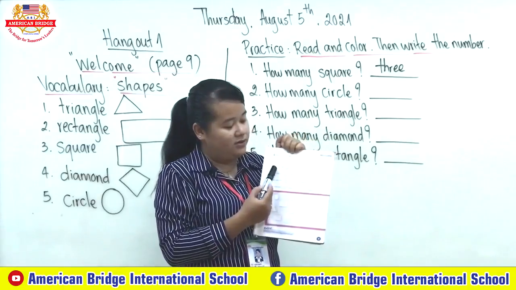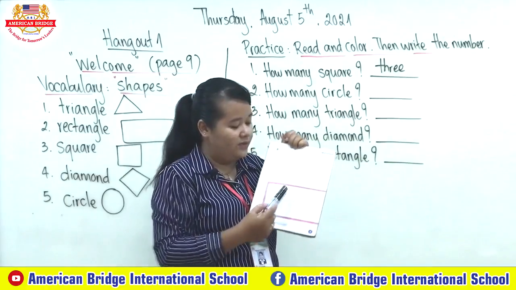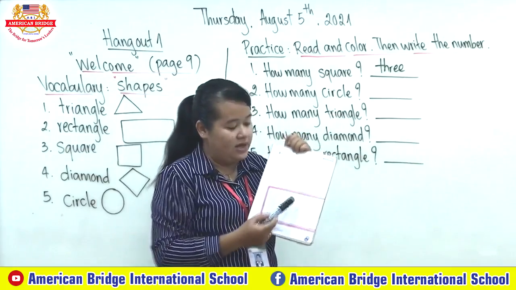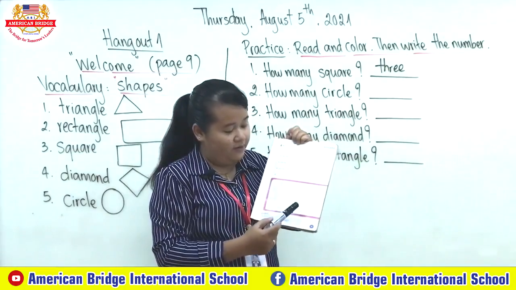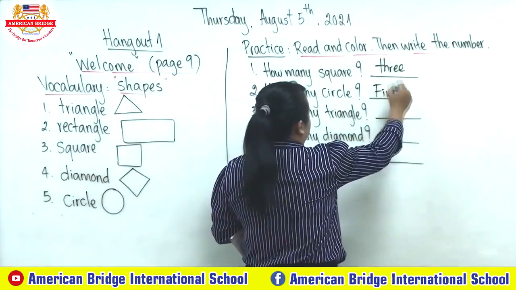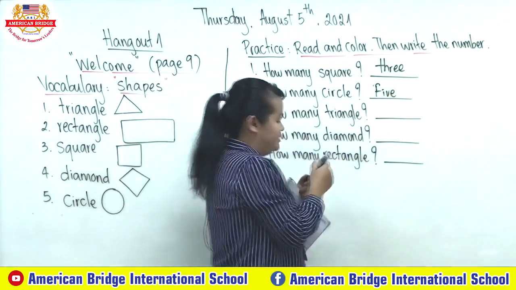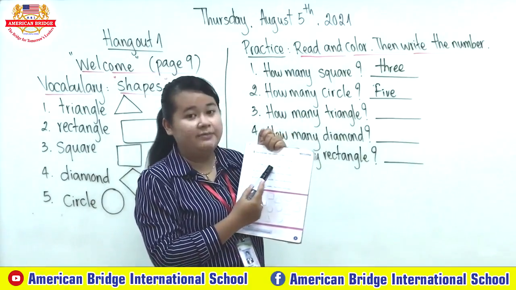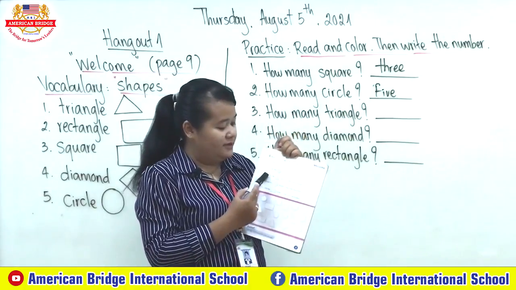Number 2, color the circle blue. Where is the circle? Here. So how many circles? Let's count with teacher: 1, 2, 3, 4, 5. We need to write how many circles. We have 5 circles. When you have counted the 5 circles, use your blue color to color the circle pictures.